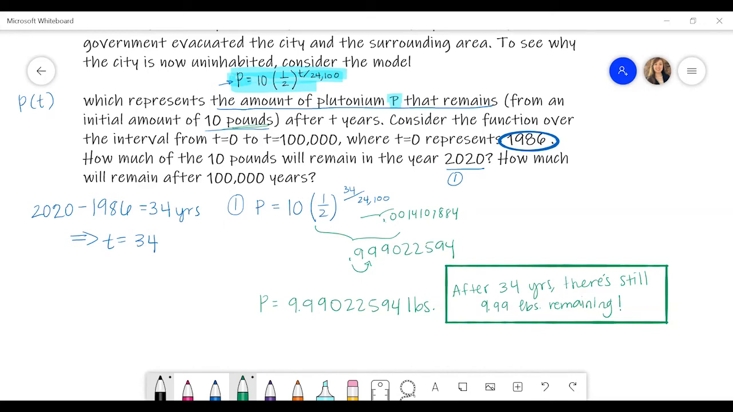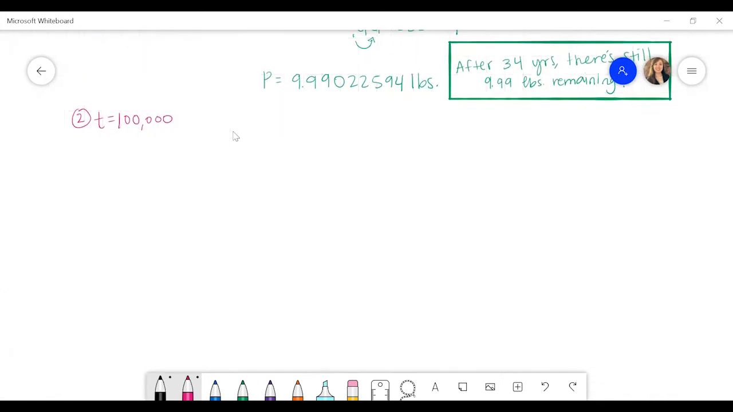Okay, so the second part asks us to find this after 100,000 years. So let's find that part. You've got P is equal to 10 times 1/2 to the 100,000 divided by 24,100. Now you notice this time around, the numerator is a much larger number than the denominator. That actually will help us. It'll help the people of Chernobyl. It'll reduce the quantity.